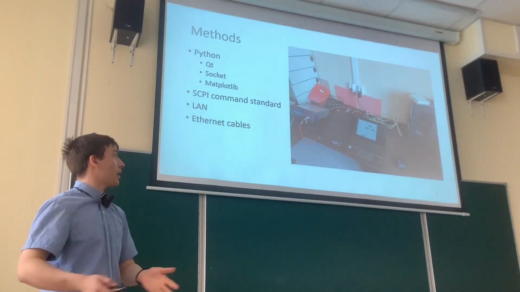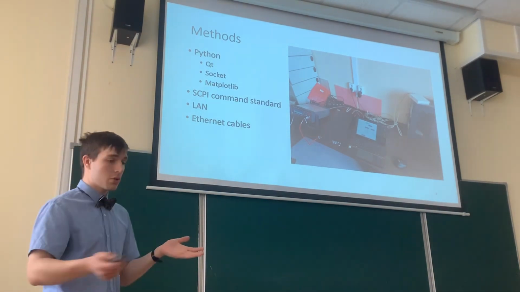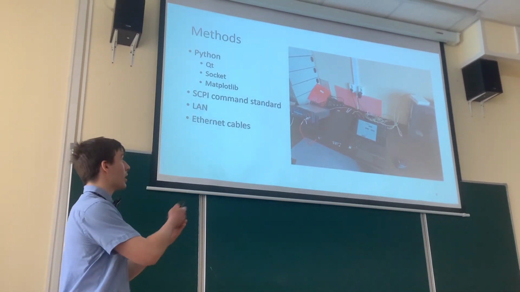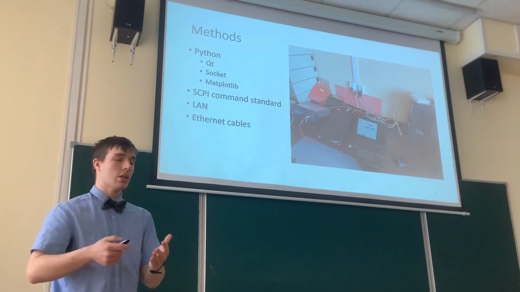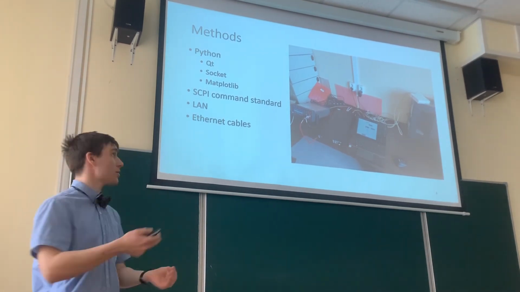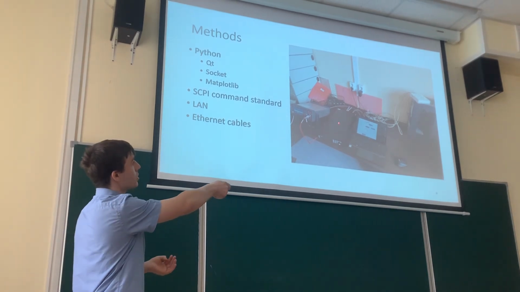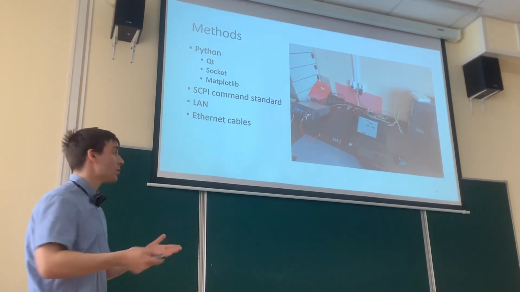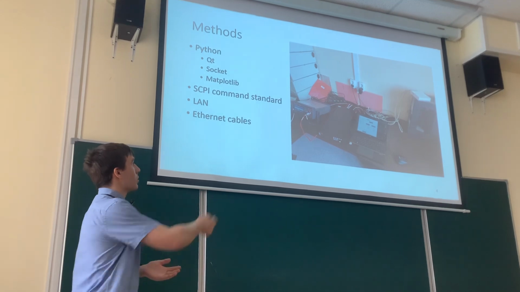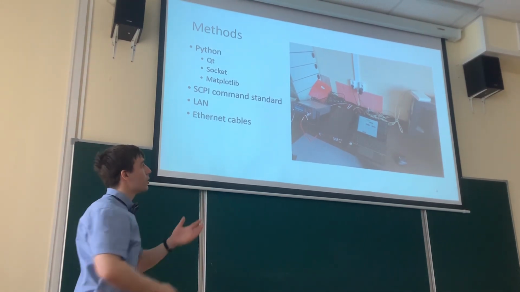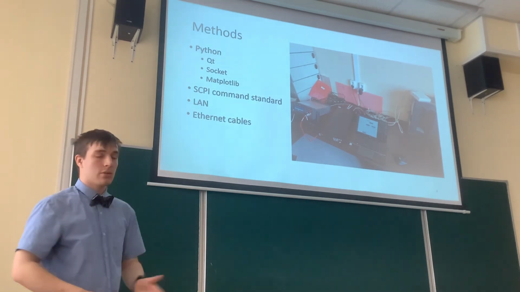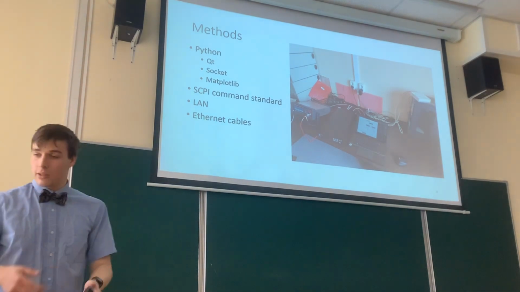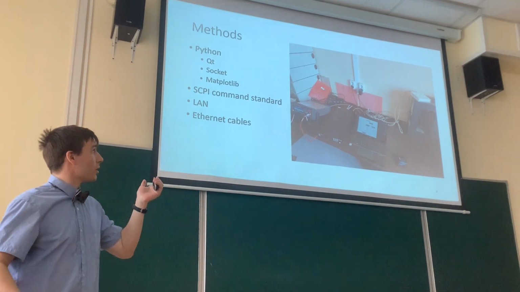So, the methods. I wrote a program in the Python language, with the Qt library for the graphical interface and a socket object to connect through the router to the devices using their IP addresses and port numbers. This is the power generator, which is connected with an Ethernet cable to the router. And this is the multimeter that we are using to test the precision of the power generator, which is also connected via cable to the router. My computer is connected to the router via a standard internet connection. The results were plotted using the Matplotlib library.